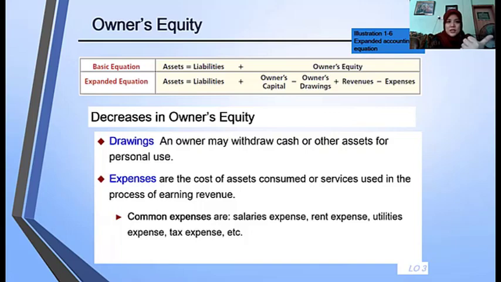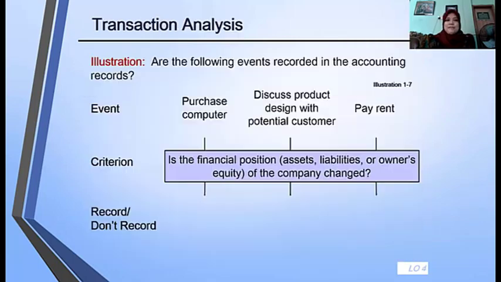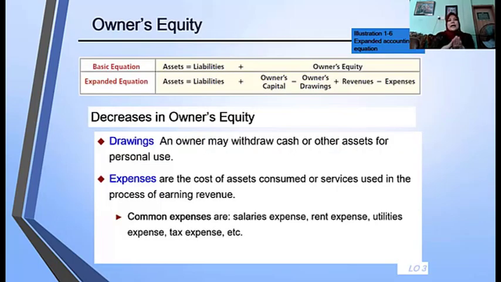Drawings. The owner may withdraw cash or other assets for personal use, which we call drawings. In senior high school you may call it private, but in accounting we call it drawing. Expenses are the cost of assets consumed or services used in the process of earning revenue. Examples: salaries expense, rent expense, utilities expense, tax expense, and others.